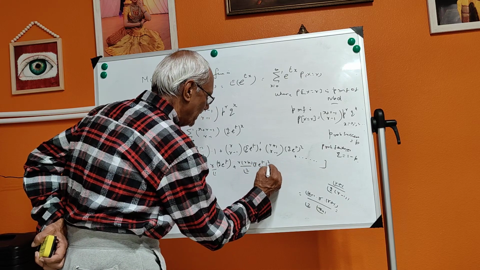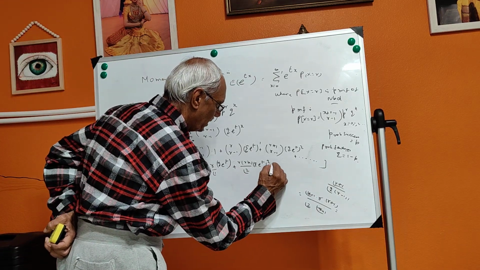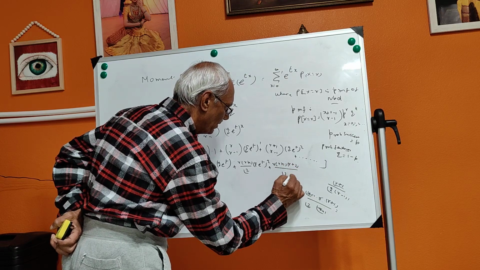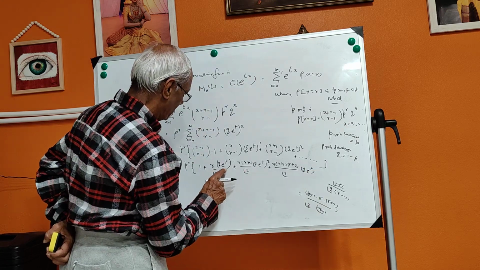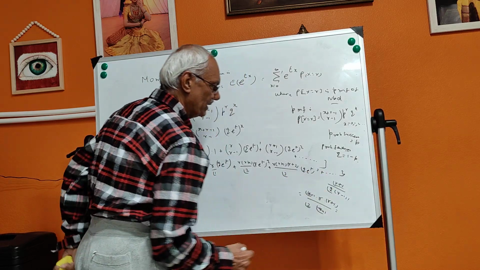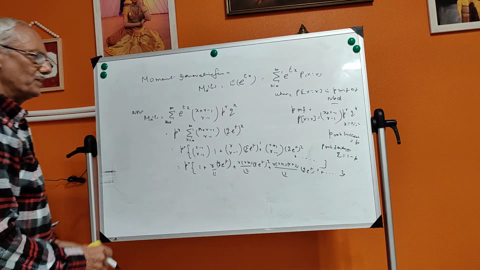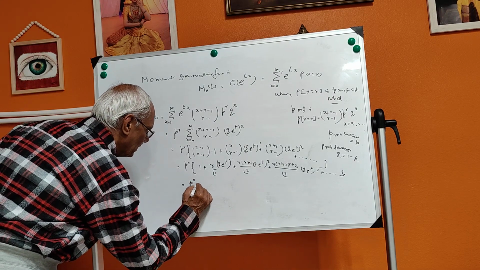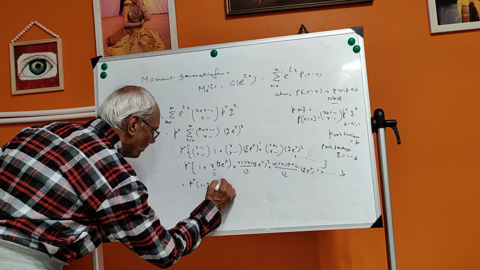So the next one you yourself can say, this is nothing but plus r into (r + 1) into (r + 2) divided by factorial 3 into (q e to the power of t) cubed. This is 1, this is 2, and this is 3. This is what you will get. So if you closely observe, this is nothing but p to the power of r into (1 minus q e to the power of t) to the power of minus r.